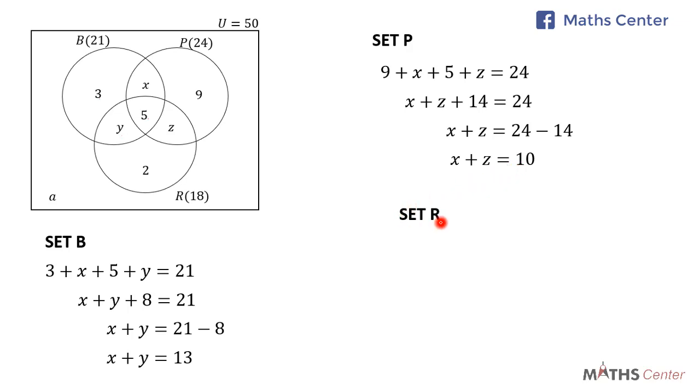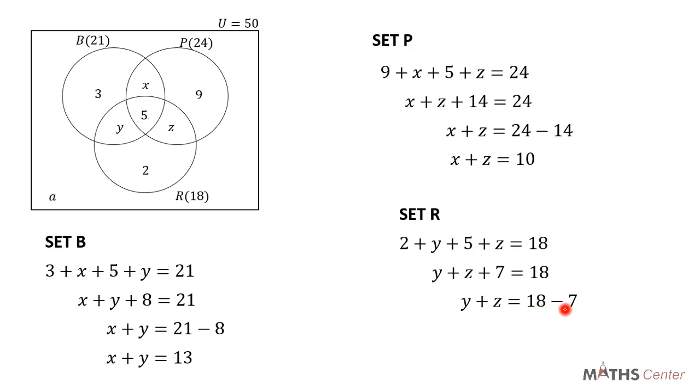The next set is R. The total members in set R is 18. So if we add everything in set R together, we are supposed to get 18. In set R, we have 2, Y, 5, and Z. So 2 plus Y plus 5 plus Z is equal to 18. 2 plus 5 gives us 7. So Y plus Z plus 7 is 18. 18 minus 7 is 11. So Y plus Z is equal to 11.